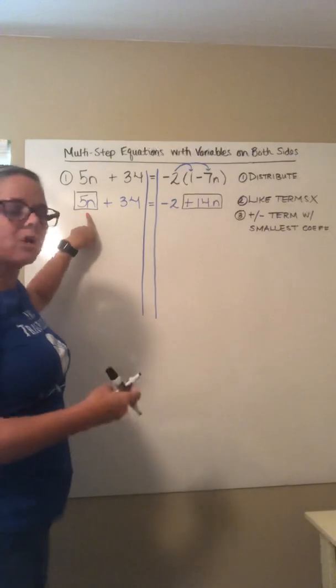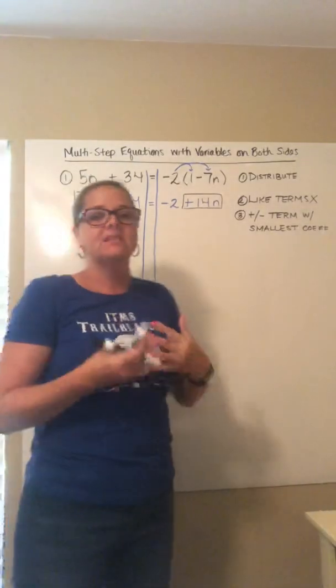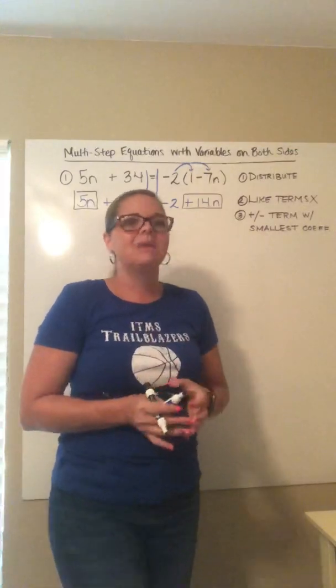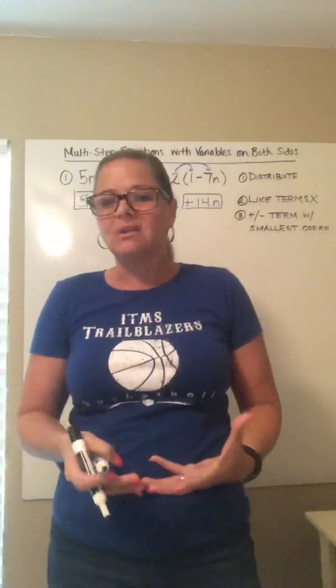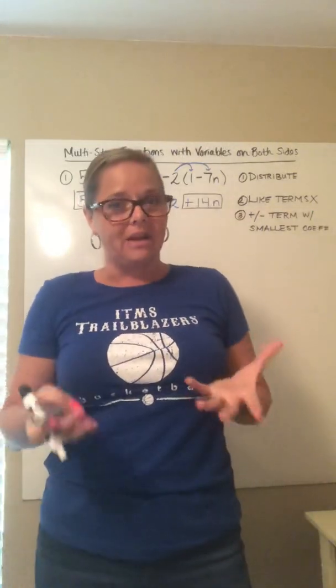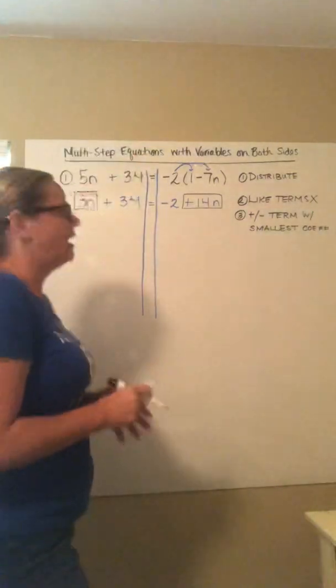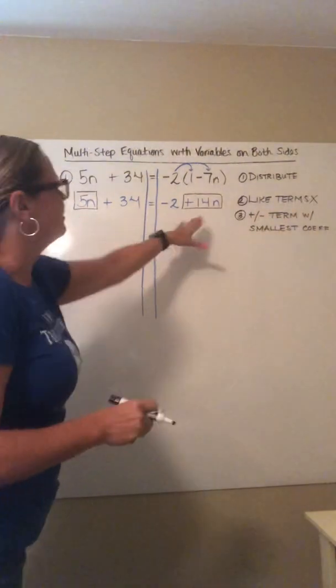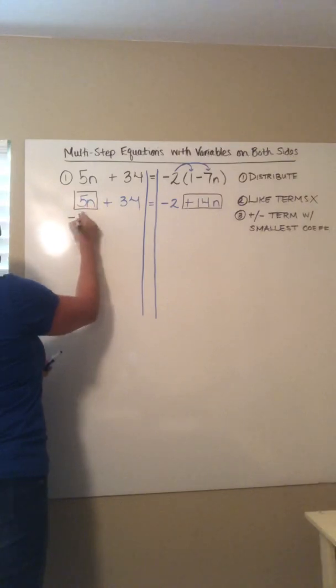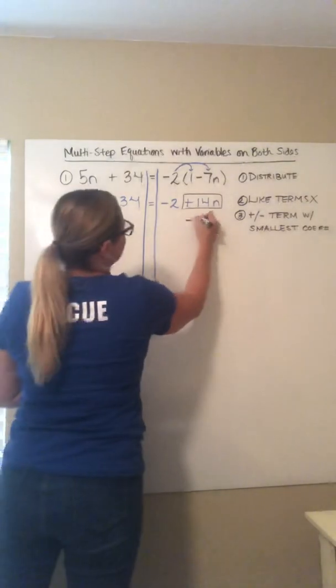Now, the reason why I work with the smallest coefficient is if I'm always adding or subtracting the smallest coefficient, it means I'm more likely to end up with a positive number I'm dividing by at the end. And then I don't have to worry about messing up a negative. Okay, so that's why I do that. So 5n is smaller than 14n. It's positive, so I'm doing the opposite, which is -5n on both sides.